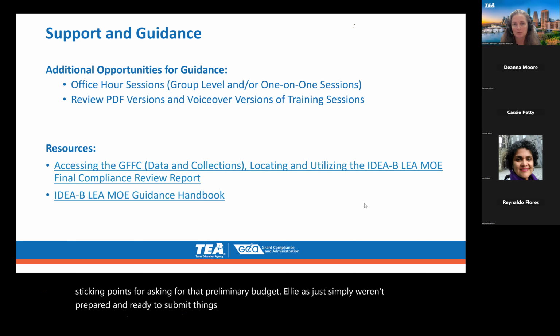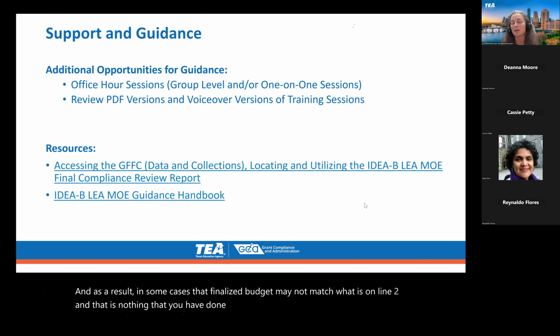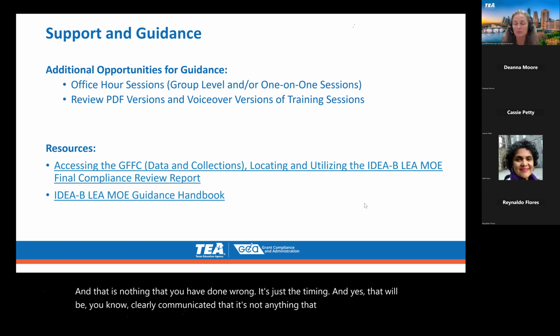So we shifted it to January, so that what you are submitting is a more finalized budget. As a result, in some cases, that finalized budget may not match what is on line 2, and that is nothing that you have done wrong. It's just the timing. And yes, that will be clearly communicated, that it's not anything that anyone did wrong.